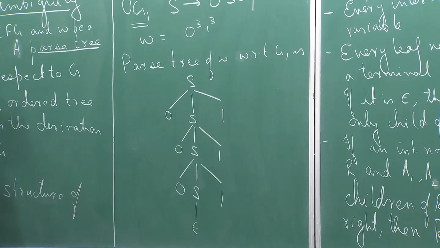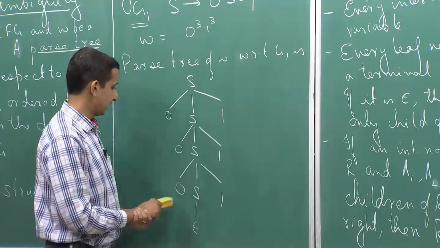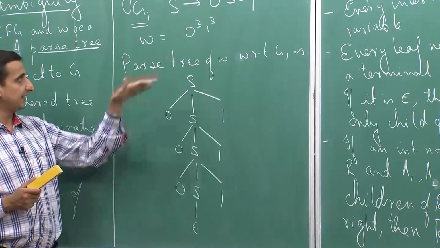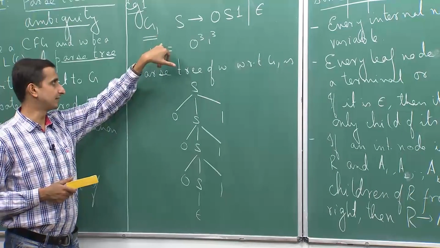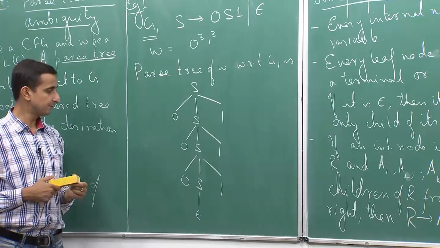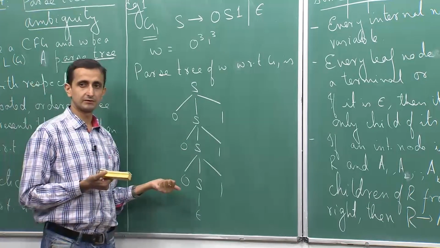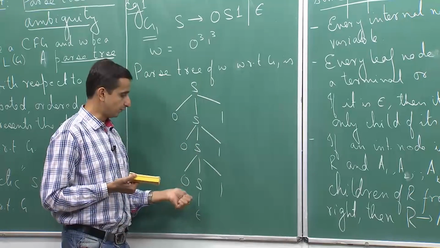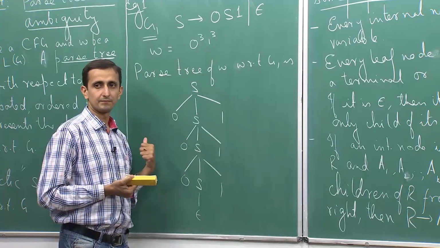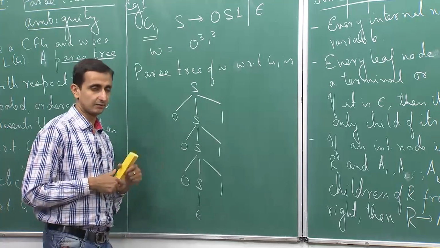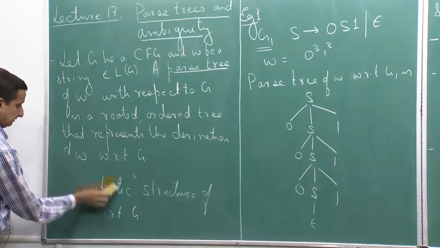One important point about this parse tree is that if we take any string W that belongs to the language of G1, 0 to the power k, 1 to the power k for any k, you will only get one parse tree for that string. There will only be one way in which 0 to the power k, 1 to the power k can be represented in a parse tree format, but this is not always the case. So let us look at another example where this property is not true.